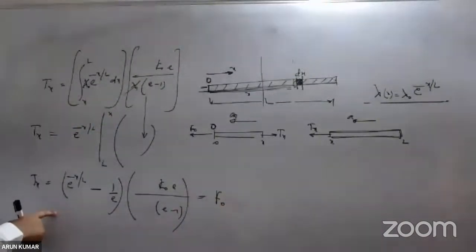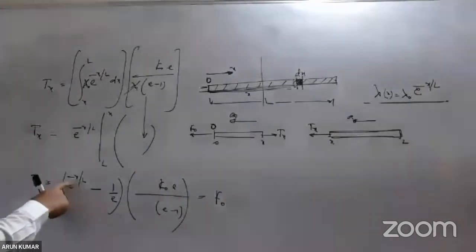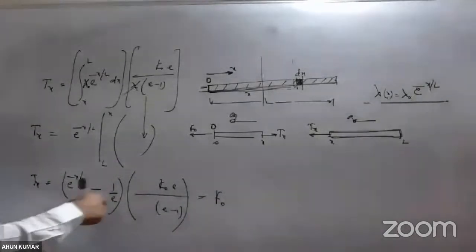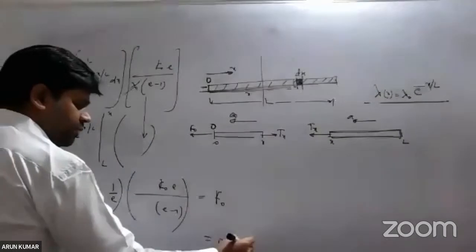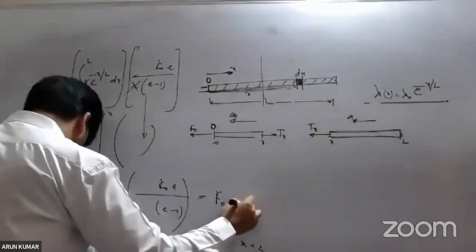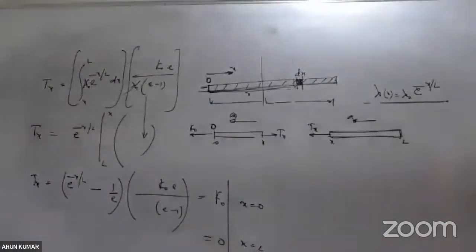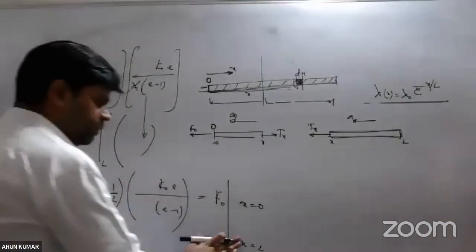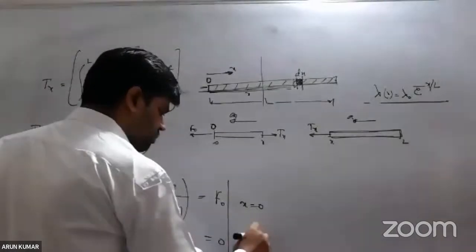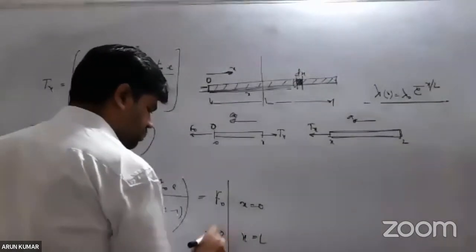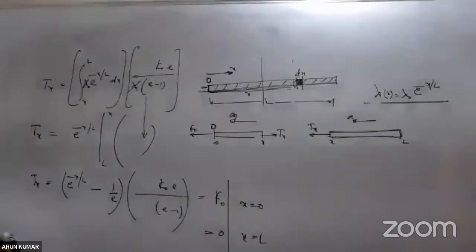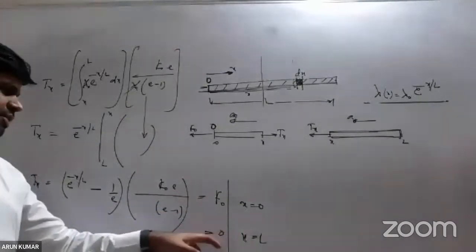When x is equal to L, let's see what's happening. When x is equal to L, I'll get 1 by e minus 1 by e, which is 0. So I'll get T equal to 0 when x is equal to L. So when x is equal to 0, it is f naught, and when x is equal to L, it is 0.